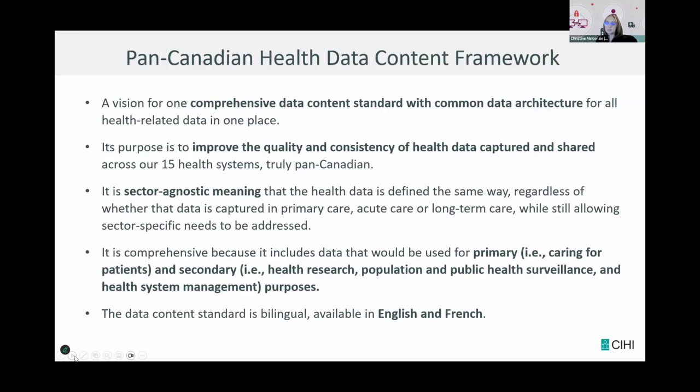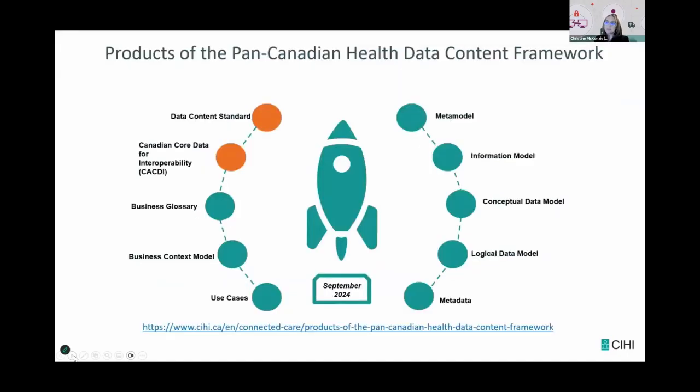It is comprehensive because we are including data and standards that will be used for both primary and secondary use of that health information. And the standard is in English and in French. So it's important to think about the products of the Pan-Canadian Health Data Content Framework as one cohesive set of products. At the center of it, we have the data content standard and its subset, the Canadian Core Data for Interoperability, which includes data elements, the value sets and definitions.